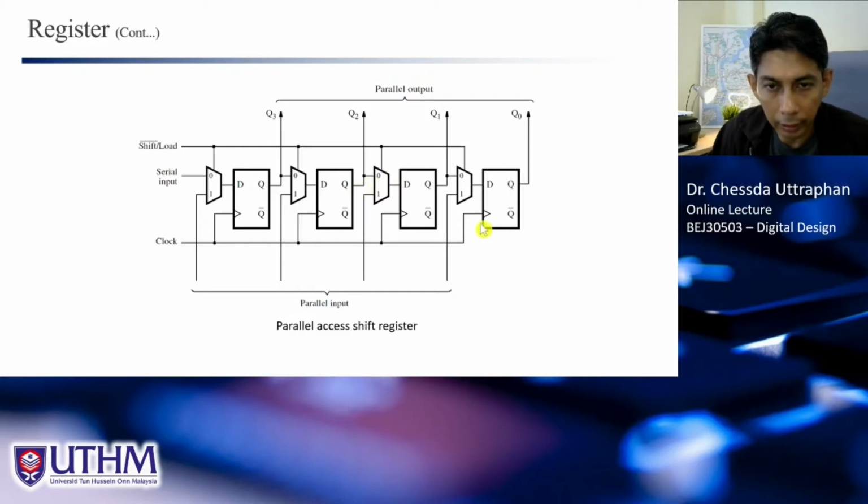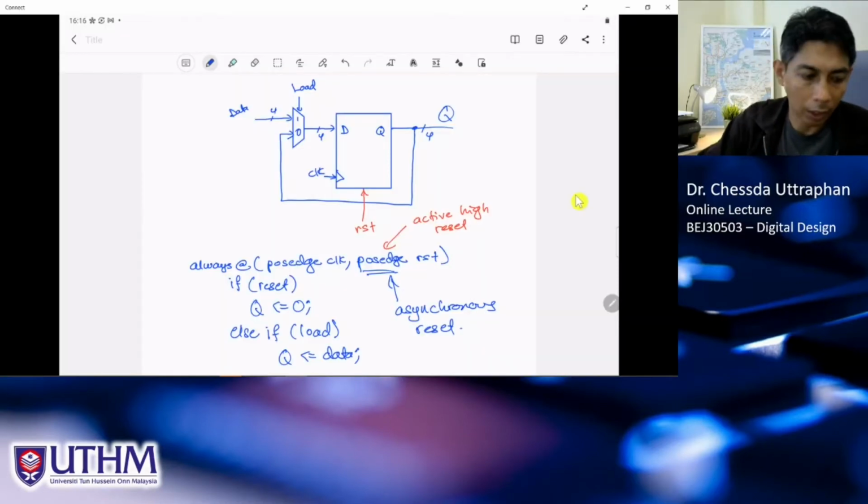And again, the input to this flip-flop is from the output of this flip-flop. It means that we shift the data from here to here, from here to here, from here to here, and from here to here. So the shift operation will look like this.